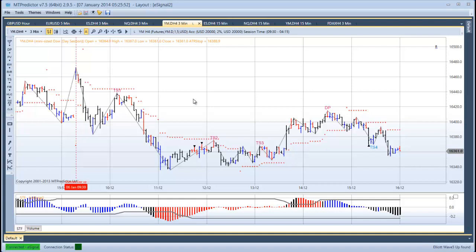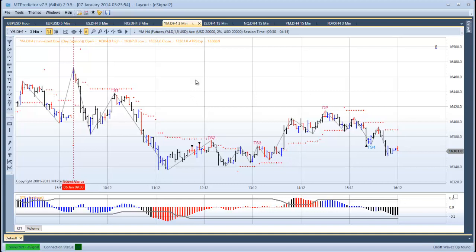A great example is what we're looking at in yesterday's customer training webinar, particularly on the YM. This is the 3-minute YM, which is the mini Dow which we were looking at yesterday. You can see we had some automatic setups here. First one was against a blue STF, and these other ones here on a red STF look to be losing trades and not do very well. So at the outset this looks to be a little bit tricky.